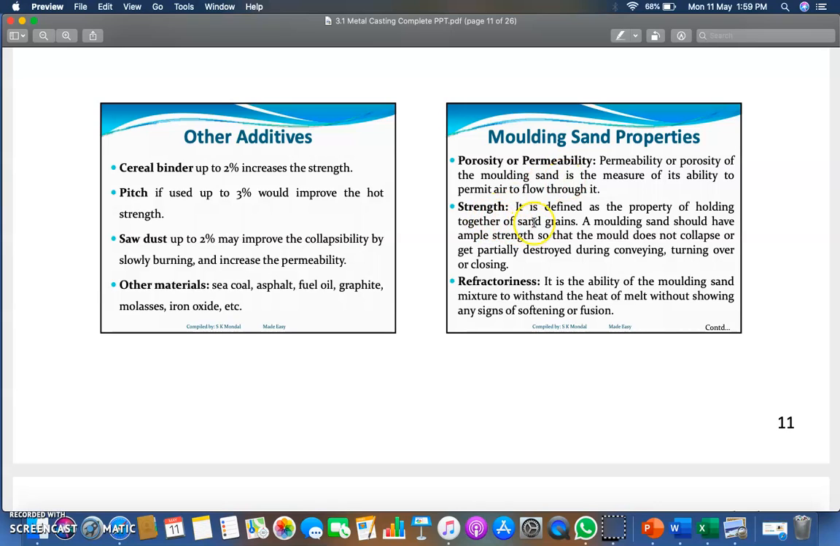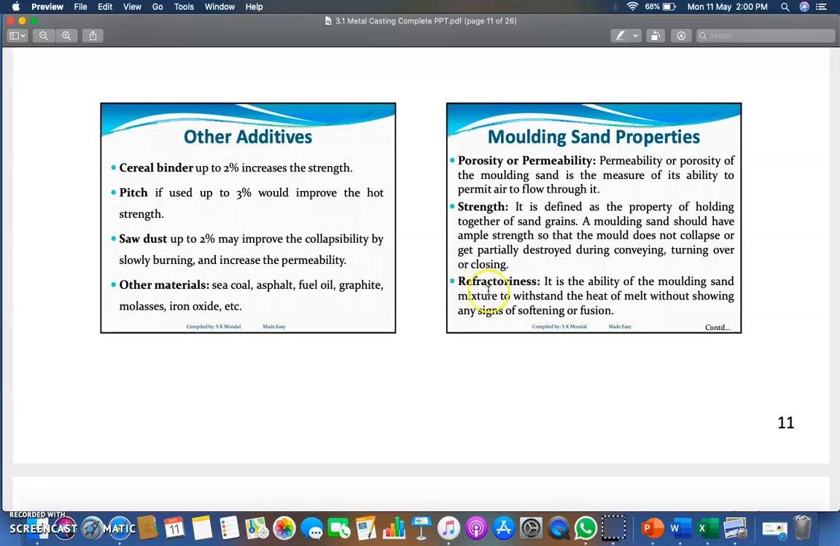Now strength, as you know, is defined as the property of holding together of sand grains, meaning how the sand grains are joined or attached to one another. A molding sand should have ample strength so that the mold does not collapse or get partially destroyed during conveying, turning over, or closing. During all these processes it should not be destroyed, so it should have ample strength.